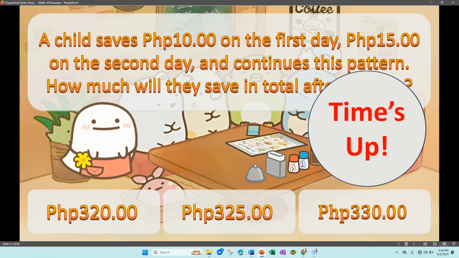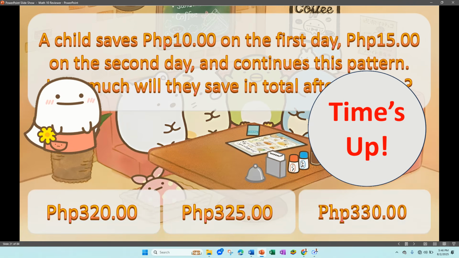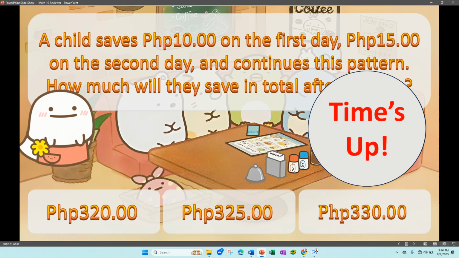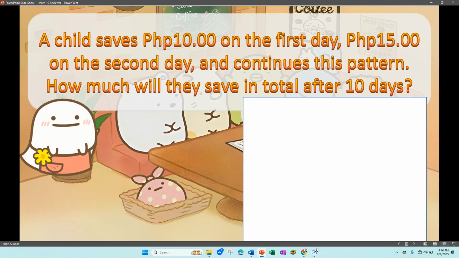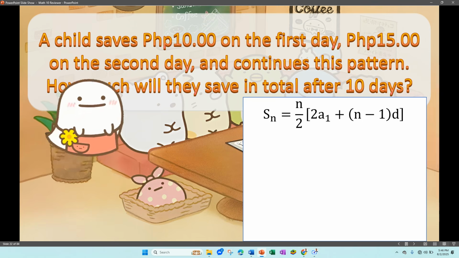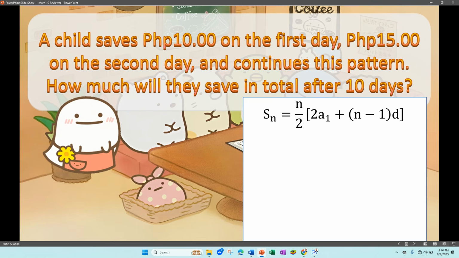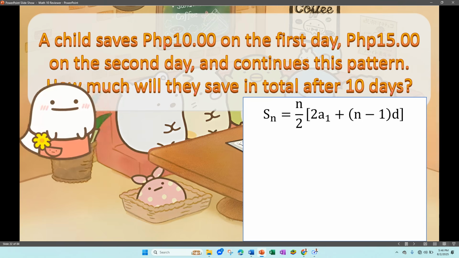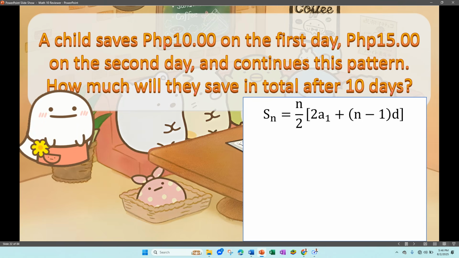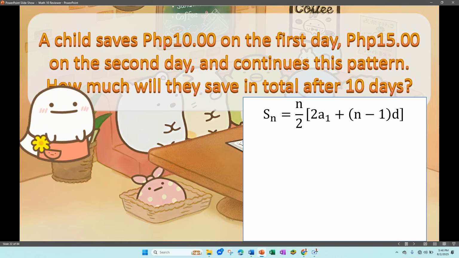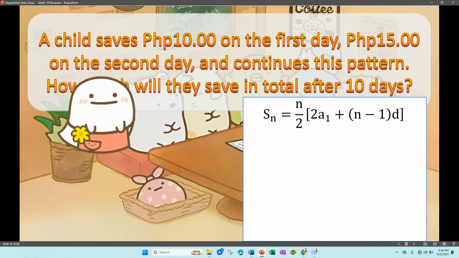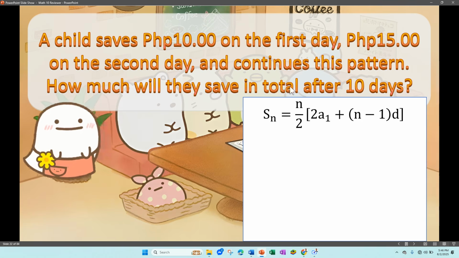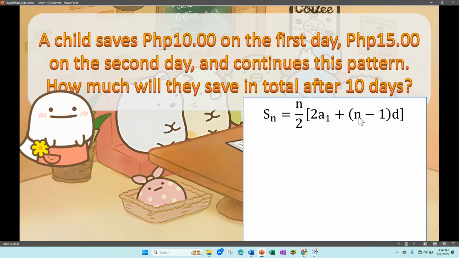This scenario is all about arithmetic series since the word is total. So, gagamitan natin po ng arithmetic series formula and that is S sub n is equal to n over 2 times the quantity of 2 a sub 1 plus the quantity of n minus 1 times the difference. Bakit ito? Bakit hindi yung nauna kanina? It's because based on our given, hindi natin alam kung ano yung last term. So we will use this formula instead of n over 2 times a sub 1 plus a sub n. So ito po ang gagamitin natin.